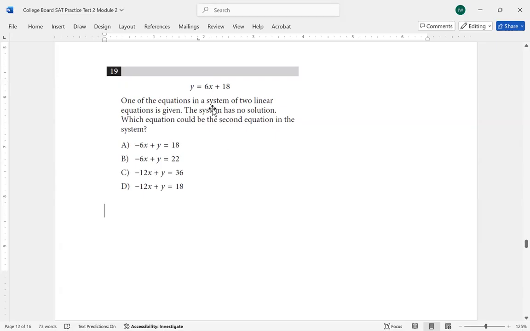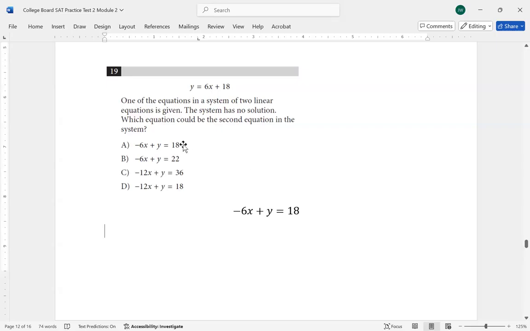Now, you can do a number of things. What I'm going to do, since all of these start with X and Y on the same side, is subtract 6X from both sides and view that original equation as negative 6X plus Y is equal to 18.